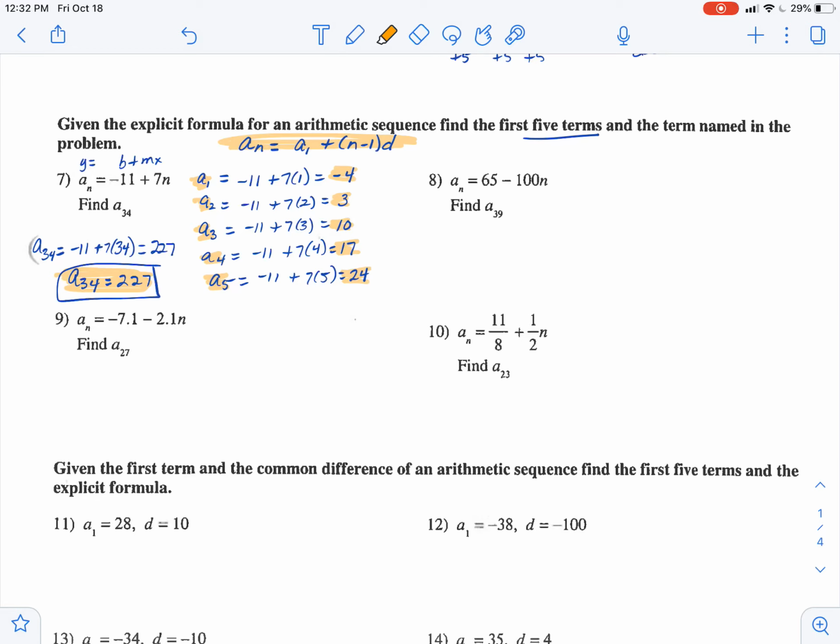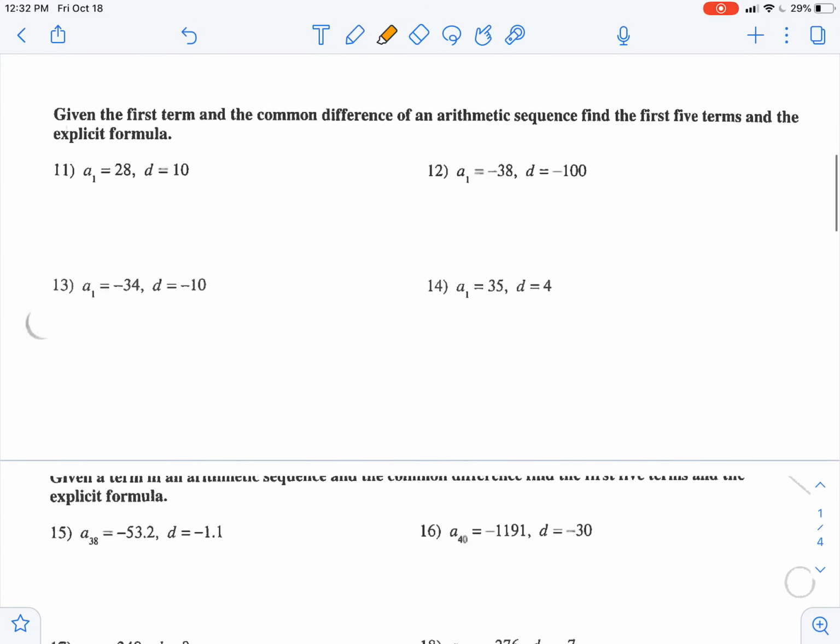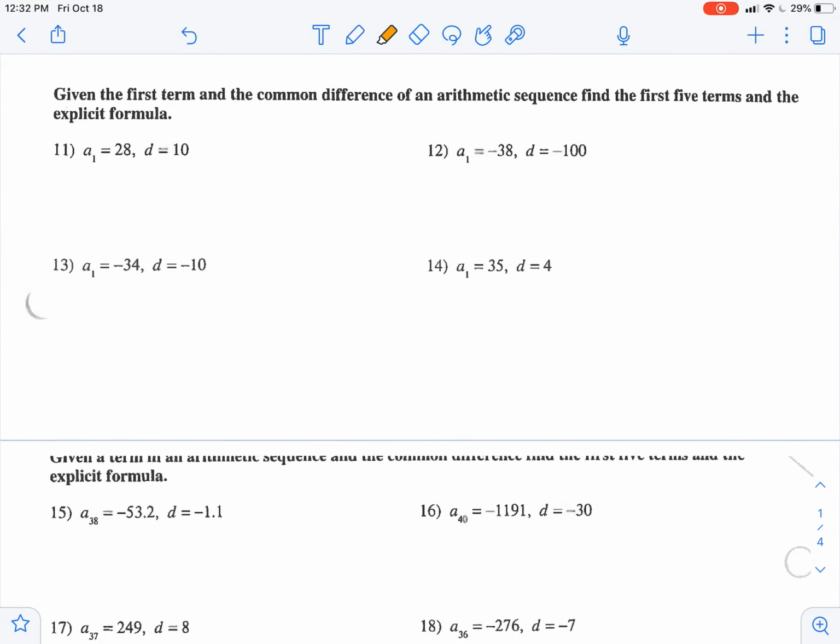Find the first 5 terms, and then find the term that's missing. The next one gave you the first term and the common difference. Then it wants you to find the first 5 terms, and also write the formula. That's kind of like what we were doing earlier, so we're going to use this formula.